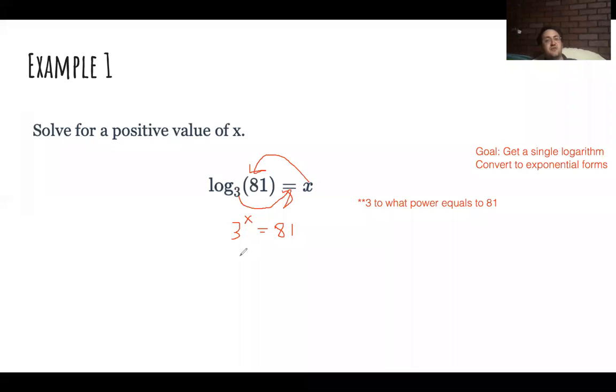And actually, if you can do it in your head, a lot of people just say x equals 3 and they're done with it. But if you're a little bit rusty with your mental math, you could just enter 3 squared and see that that equals 9, and then go to 3 cubed, and you'll get the one that equals 81. And then we can say that x is equal to 3.